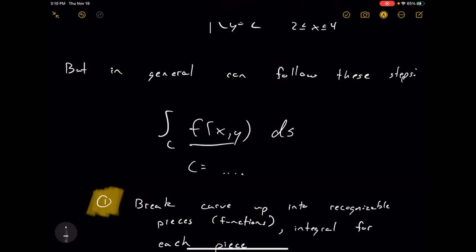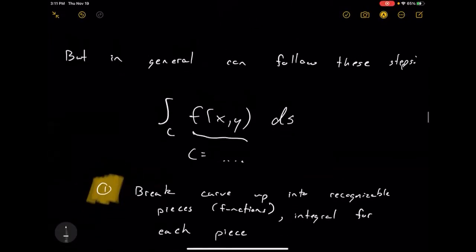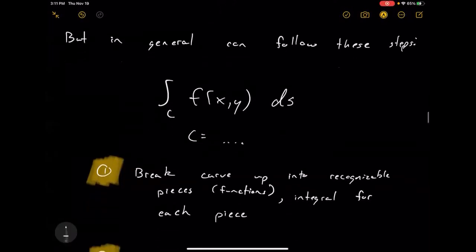You have a function inside the integral, and then you have this ds. Okay. And this ds means we're integrating along the arc length. And that might not mean anything to you right now, but we're going to discuss that more in a bit. This is kind of the standard version of the problem. Okay, so how do we deal with this problem?